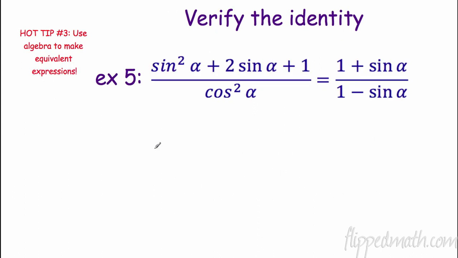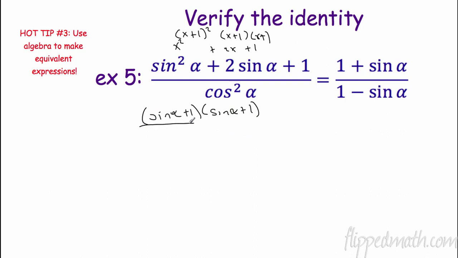Hot tip number 3. Use algebra to make equivalent expressions. Oh my goodness. We love us some algebra. Here's what we're talking about. A lot of algebra we've been doing already, but this, we can factor. Sine squared, this is like x squared plus 2x plus 1. If we were going to factor that, that would be x plus 1 squared, or x plus 1 times x plus 1. It's a perfect square trinomial, right? So let's write that with sine. So that is sine alpha plus 1 times sine alpha plus 1.